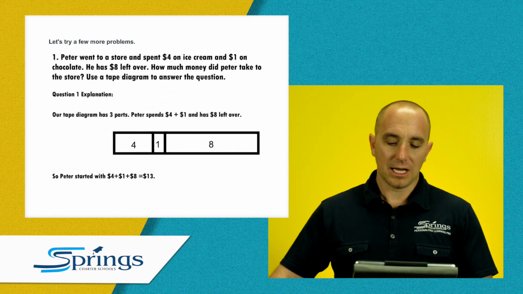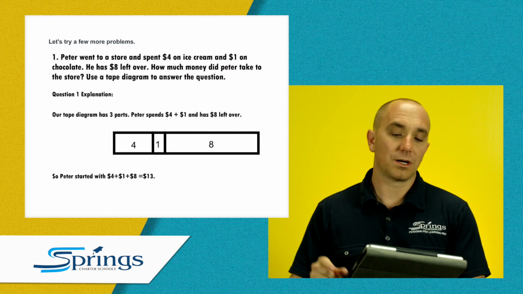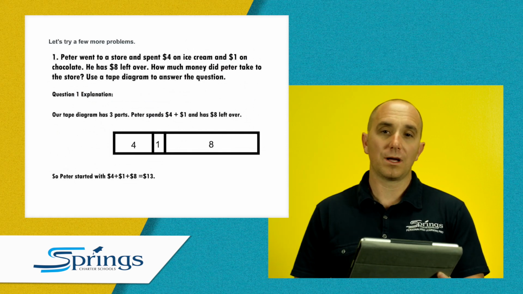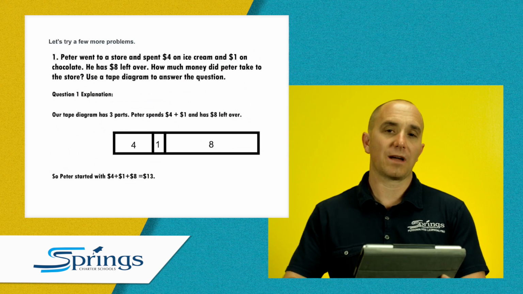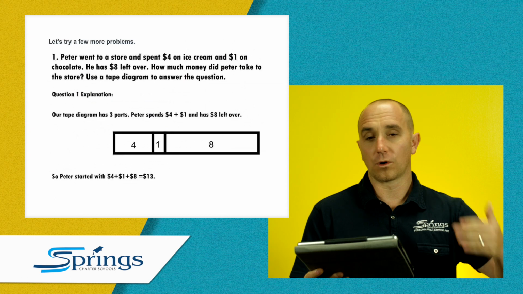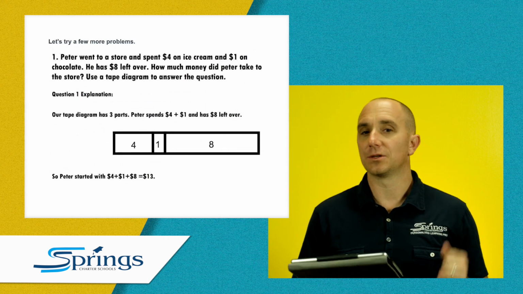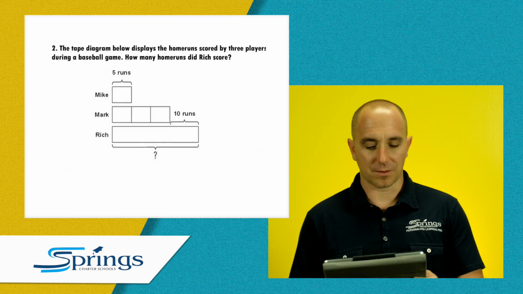Basically he spent $4, so we have 1 block of 4. He spent $1 on chocolate, so we have another block of 1, and then he brought $8 home, so we have a block of 8. Essentially you're just combining all of these blocks. We have 4 plus 1 plus 8, and 4 plus 1 plus 8 is 13. All right, let's try another one.